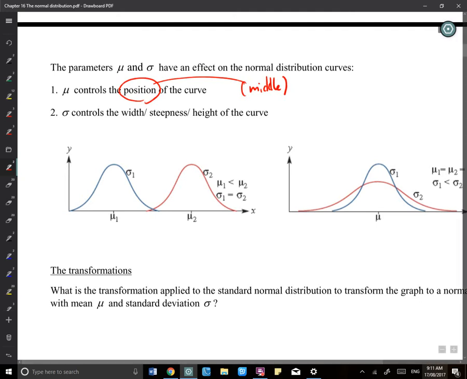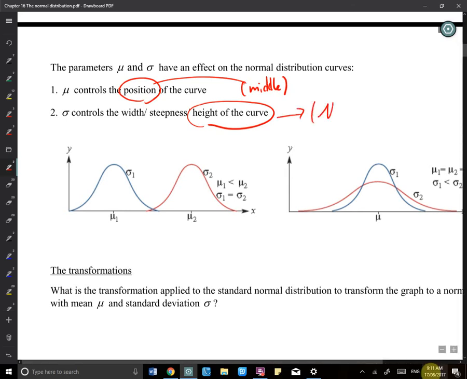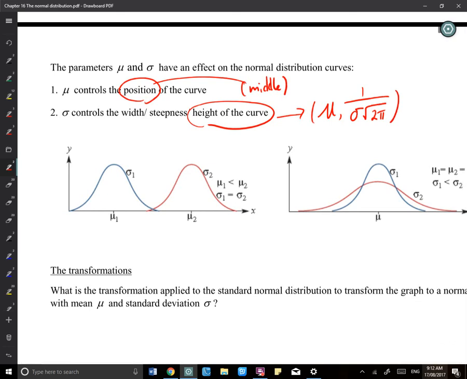And the second one says standard deviation controls the width or stiffness or the height of the curve. Well, I prefer the height of the curve, because you know what the height will be. The height will occur at x equals mu and 1 over sigma root 2 pi. My question here is, if I have a larger sigma, do I have a higher graph or a lower graph?